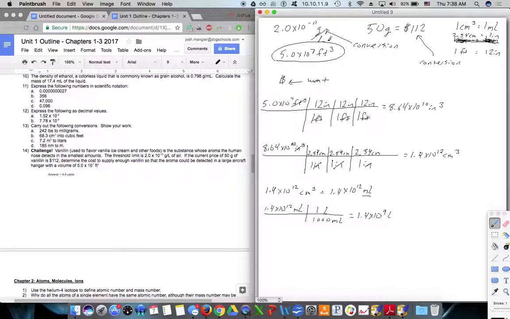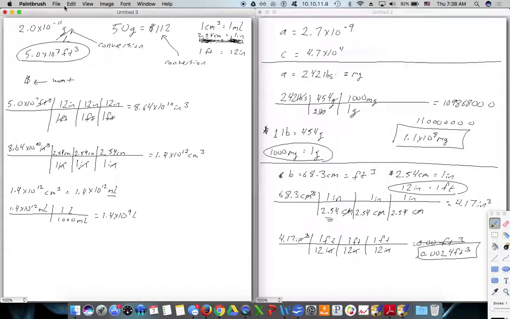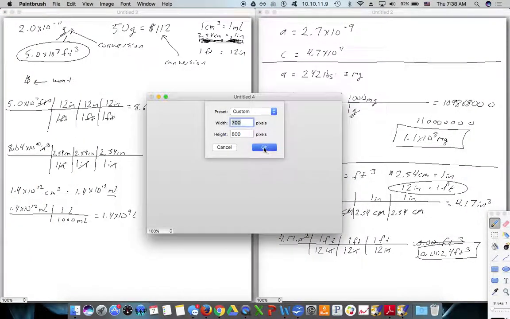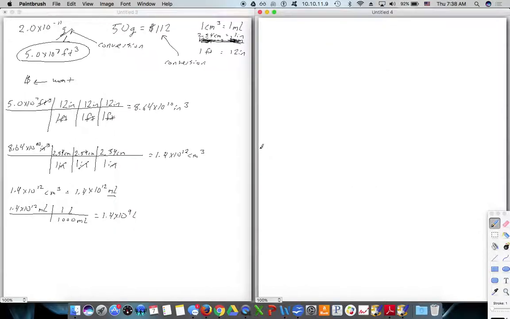Now we can get to grams, and I'm going to need a new page to continue this. So let me go ahead and move this over here. I know there's a lot of stuff going on. And we'll continue this over here. We have 1.4 times 10 to the 9th liters. There is 2.0 times 10 to the minus 11th grams in 1 liter.